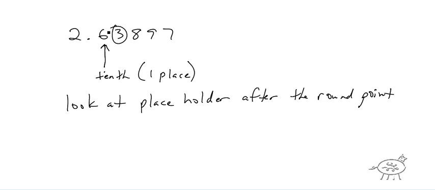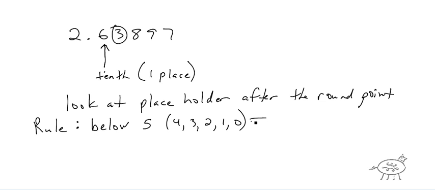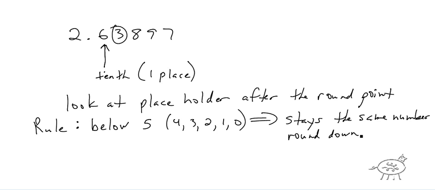So what you're going to do is look at the 3. And this is the rule. If it's below 5, which is 4, 3, 2, 1, or 0, that decimal place, so that's 6, stays the same. Stays the same number. Sometimes you hear that referred to as you round down. Sometimes people get confused though. They think round down, you're going to take one away from that, and you don't. You keep the number.